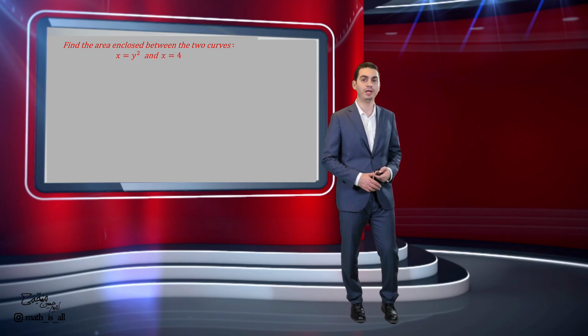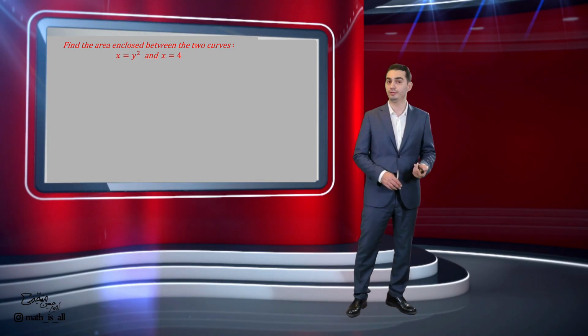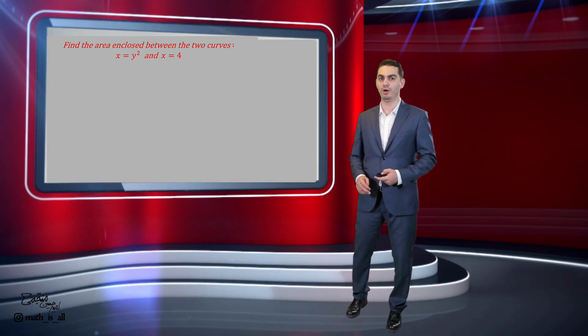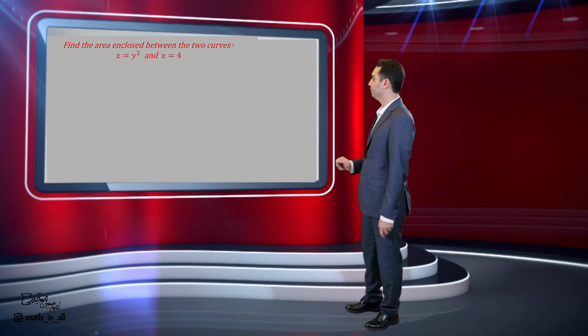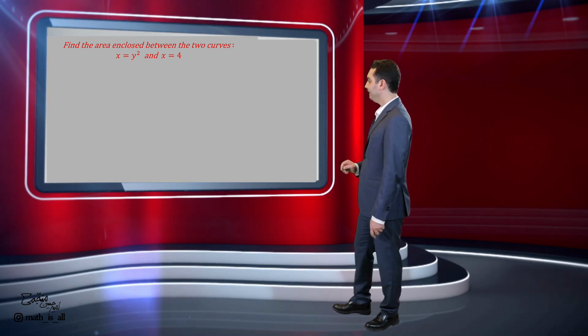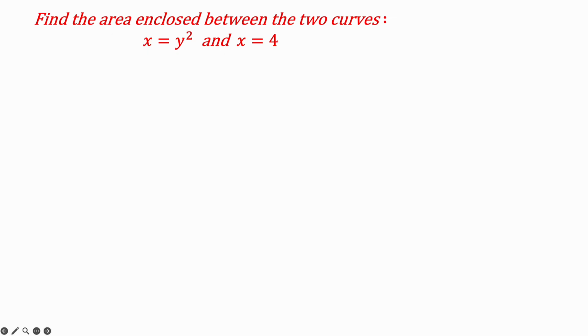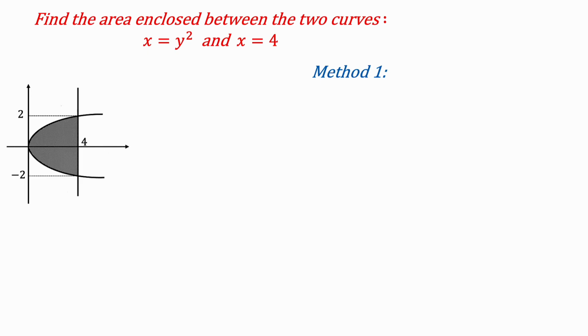This time we're going to find the area between the curve x equals y squared and the vertical line x equals 4. Notice that x equals y squared is not written as a function of x. This is actually our first example where the curve is not given as y equals f of x. You can clearly see the curve x equals y squared. I'll sketch its shape, and we'll also consider the vertical line x equals 4.